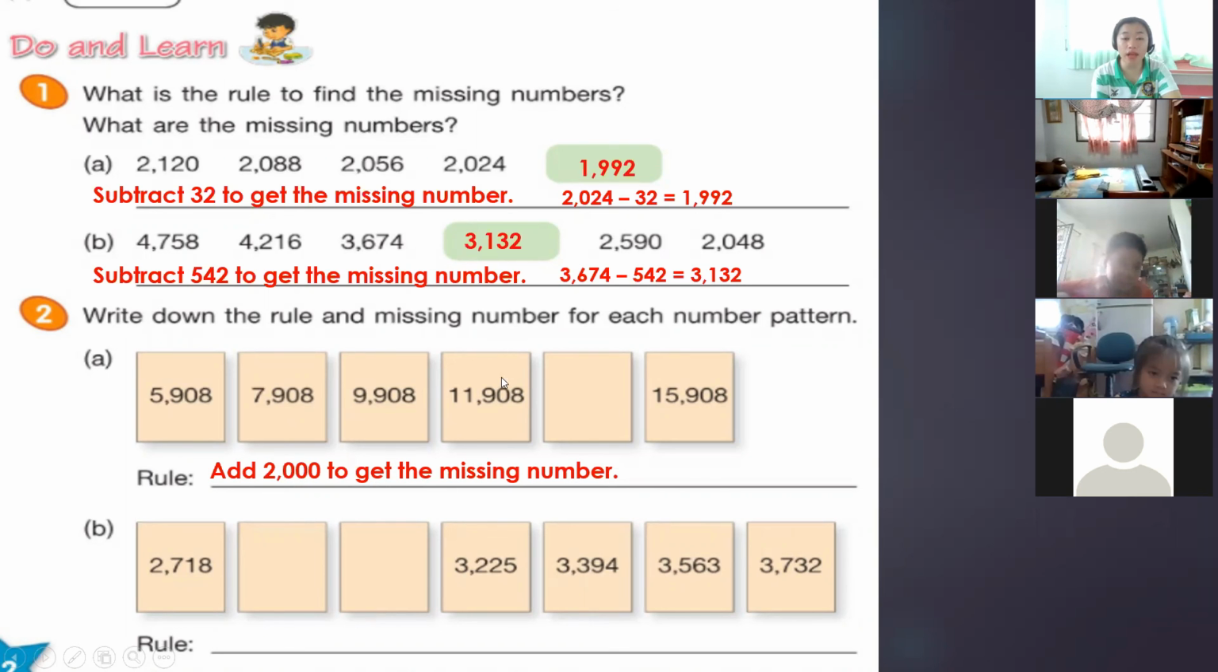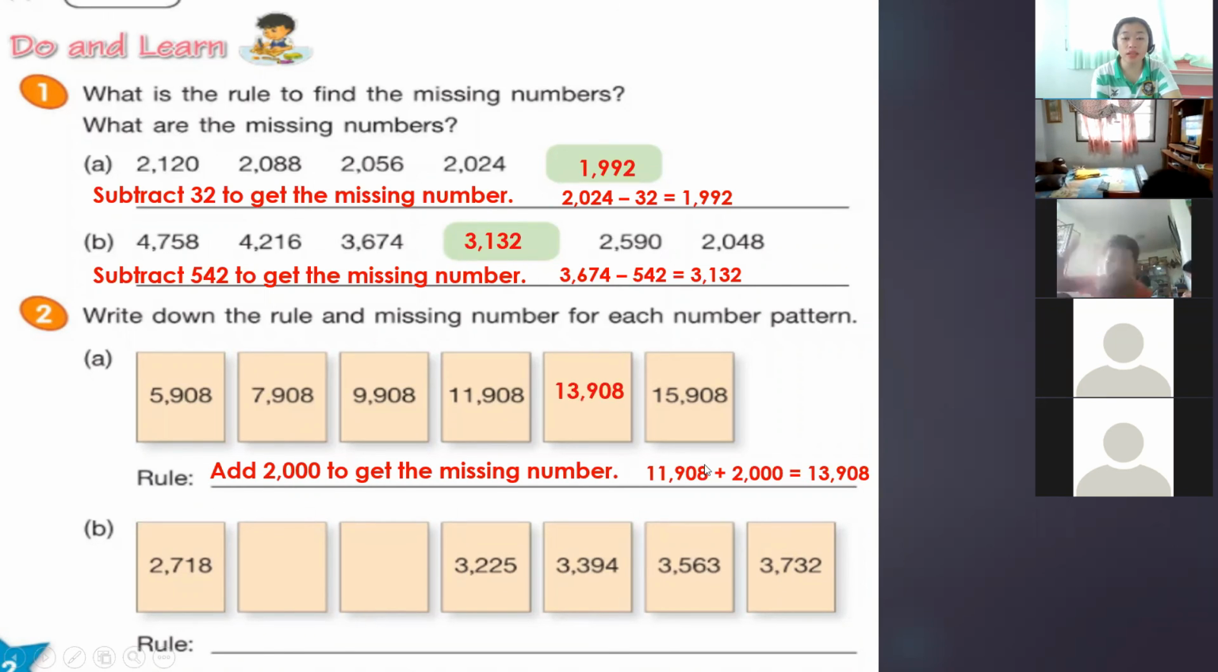So we're going to add 2,000 to 11,908, and it is equal to 13,908. So 11,908 plus 2,000 is equal to 13,908. Okay, so let's proceed to letter B. The rule here is to add 169 to get the missing number.